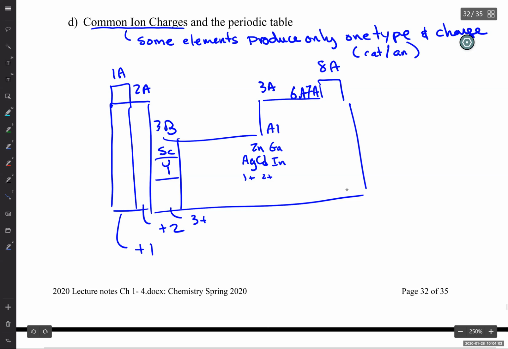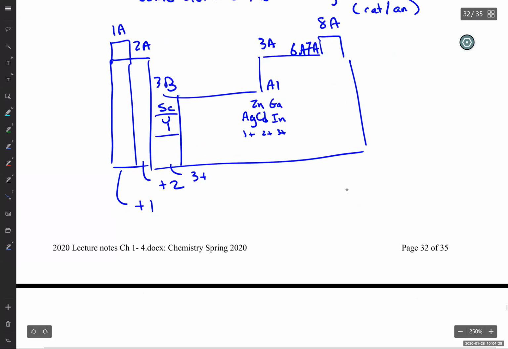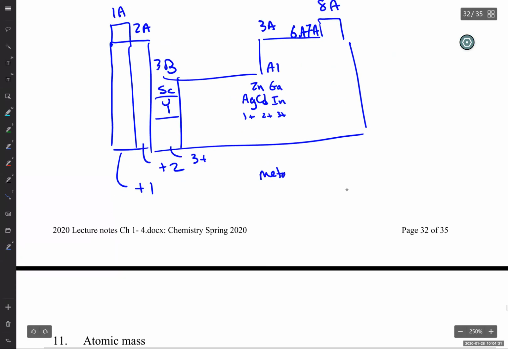And what do you think silver is going to be? What group is it in? You know, you're looking at it. 1B. Silver? Yeah. AG? Yeah. Oh, sorry, yeah, sorry. Aluminum. Aluminum. What's aluminum? 3A. 3A. So what is aluminum's charge going to be? 3, yeah. So the thing about common ions, the metals make cations. And you can predict their charge based on the periodic table.